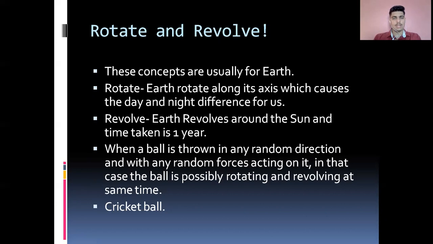So, example, a cricket ball. Now, you have seen cricket matches, and when the ball is thrown, at the next frame, when they slow the footage down, we can see that the ball is spinning. So, this is what spinning exactly means, or spin means to rotate. It rotates along its axis.